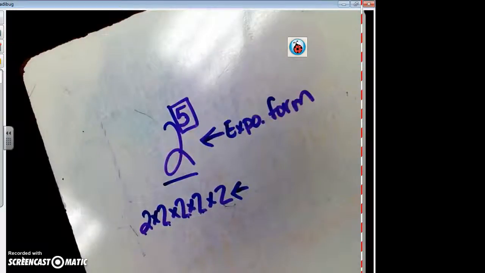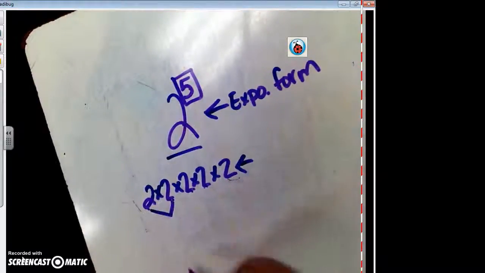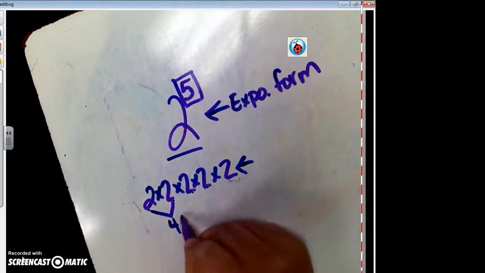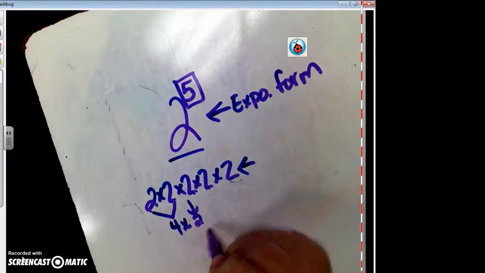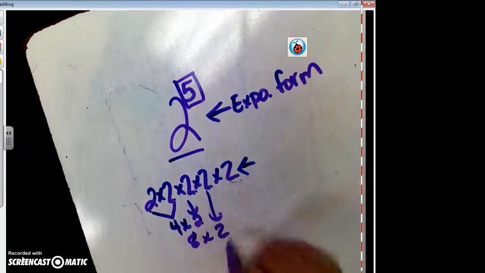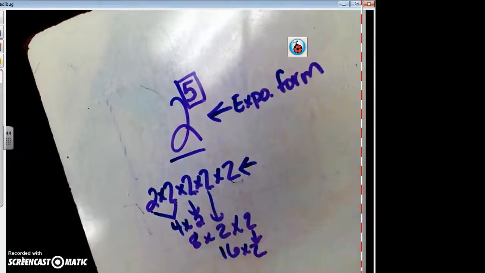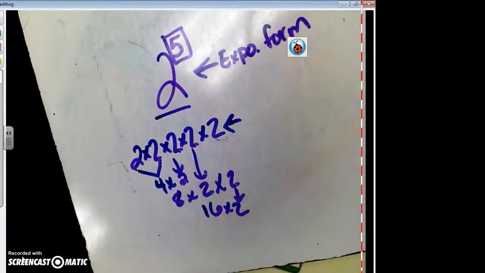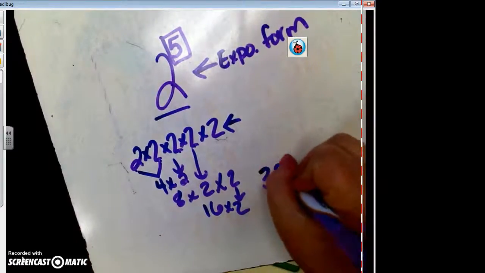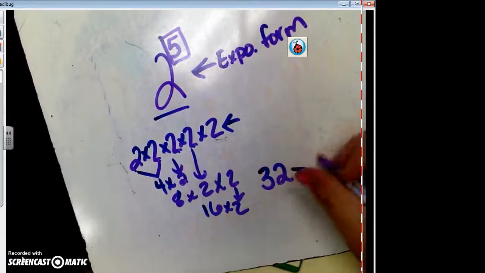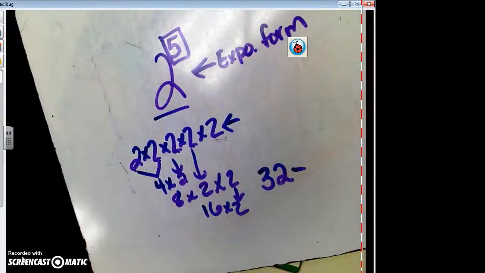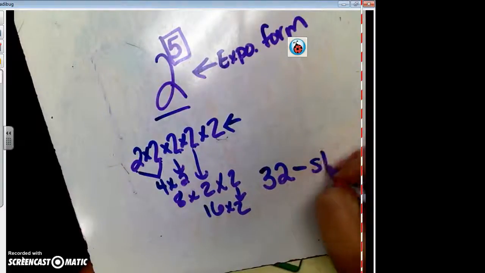Okay, who thinks they can take this and turn it into standard form? What do you think, Gabe? Can you tell me how? You can do it. What's this say? Okay, 2 times 2 is 4. 4 times 2 is 8. 8 times 2 is 16. 16 times 2? 32. 32 is what form? Standard.